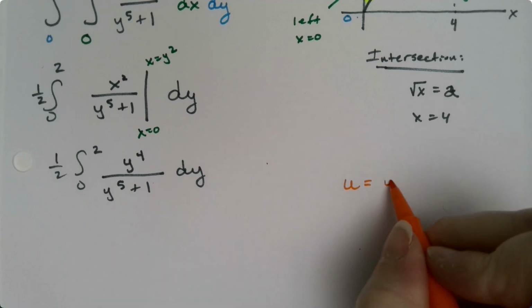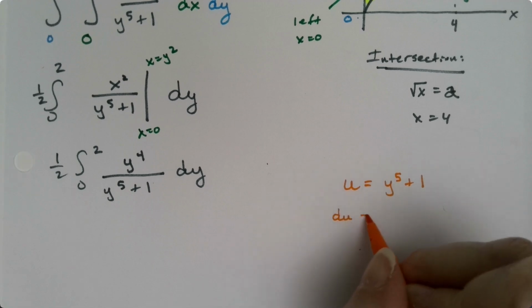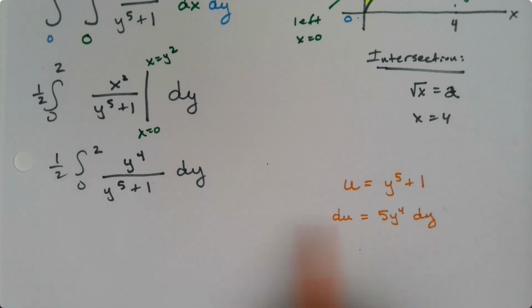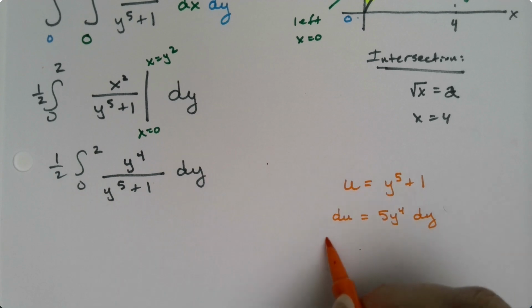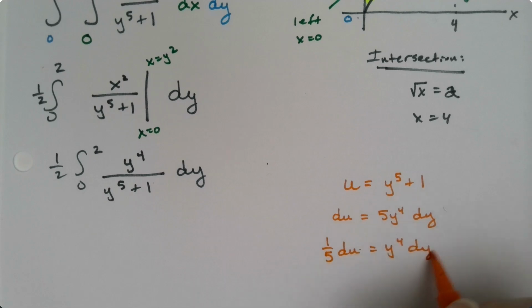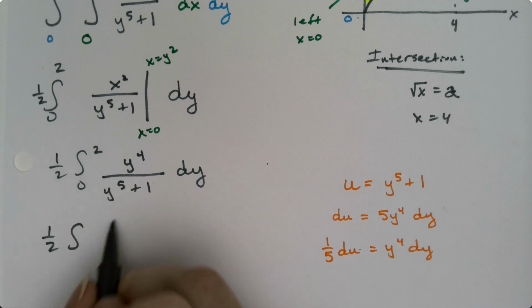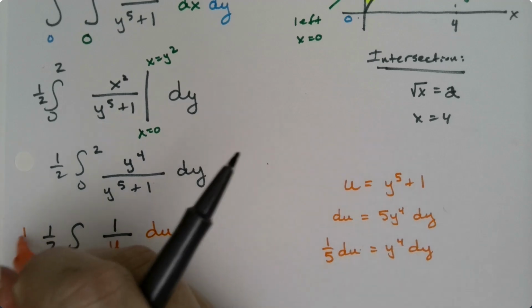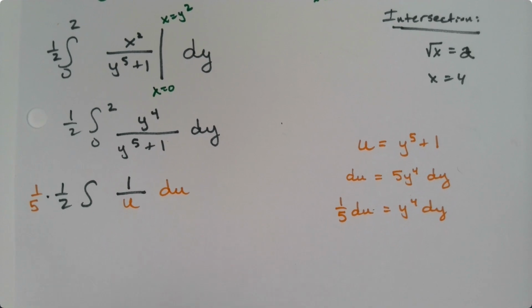So u would be y to the 5th plus 1. Then the derivative with respect to y would be 5y to the 4th dy, which is what I have, y to the 4th dy. I just don't have that 5, so I would do 1/5 du equals y to the 4th dy. Okay, so then I'm integrating 1/2 integral, it'd be 1 over u du, and then I'd have a 1/5 out here in front. All right, so that's 1/10.